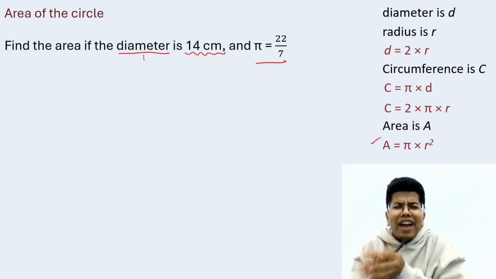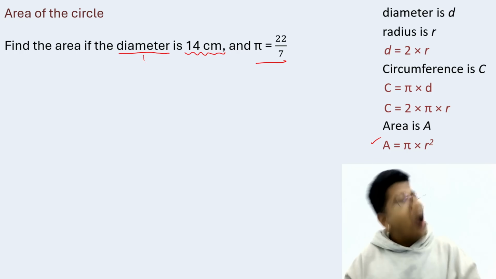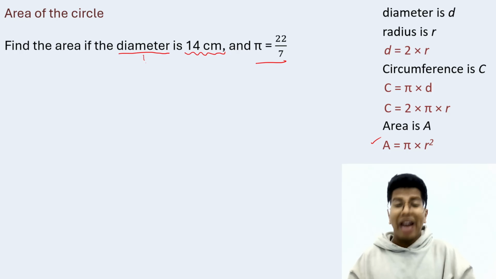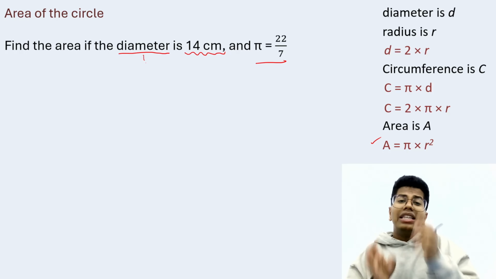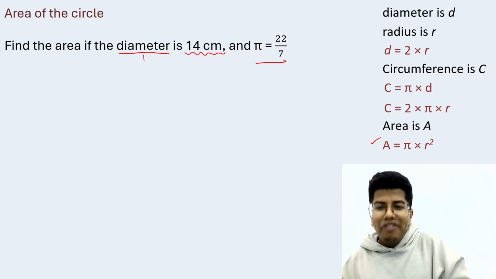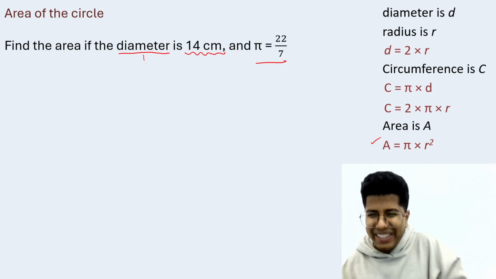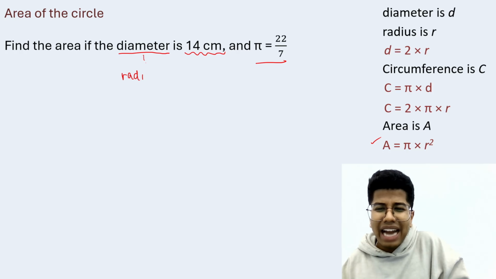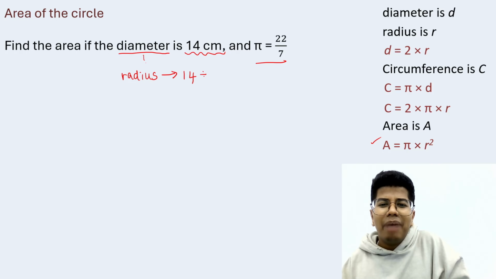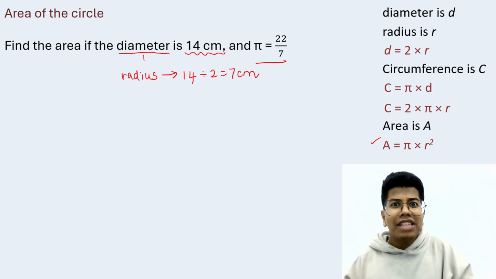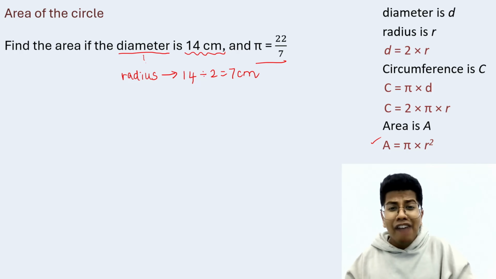So can I find out radius from diameter? Of course, yes. So first thing I have to do is convert this diameter into radius. So if diameter is 14, how to find out radius? Just divide it by 2. So here, radius, that is just r, is simply 14 divided by 2, which is equal to 7 centimeter. Now, this is just the value of radius. I have to find out the area.